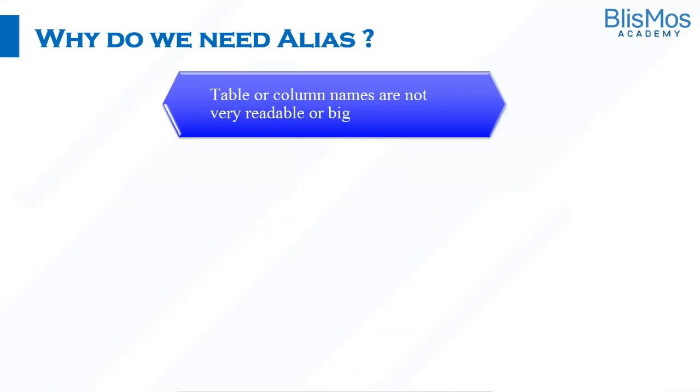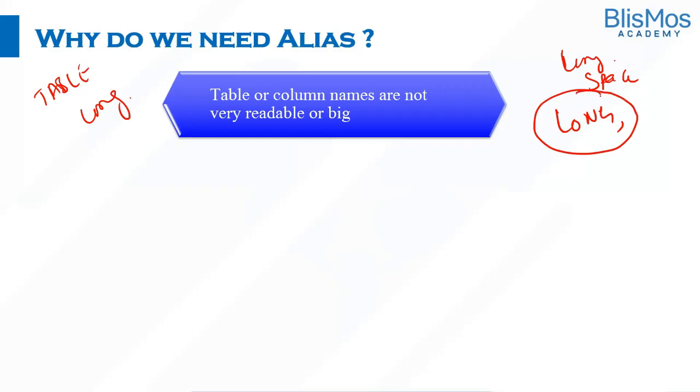When you are working with multiple tables as a part of your RDBMS, there are situations where your table names are long and column names may be very long. Whenever the column names are really long, readability is a problem. Either the table name or column names may not be very readable in some of the situations. That is when we can take the help of alias.